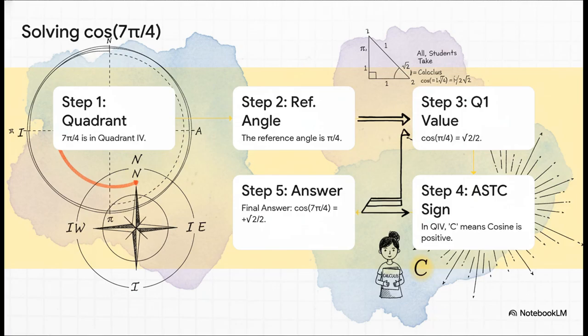First step, quadrant. 7 pi over 4 is almost a full 2 pi, so that puts it right in quadrant 4. Second step, reference angle. That's going to be pi over 4. Third, we find the value from quadrant 1. The cosine of pi over 4 is the square root of 2 over 2. And finally, we apply the sign using our rule, all students take calculus. The C confirms that cosine is positive in quadrant 4, which means our final answer is positive root 2 over 2. See how all the pieces just lock right into place?